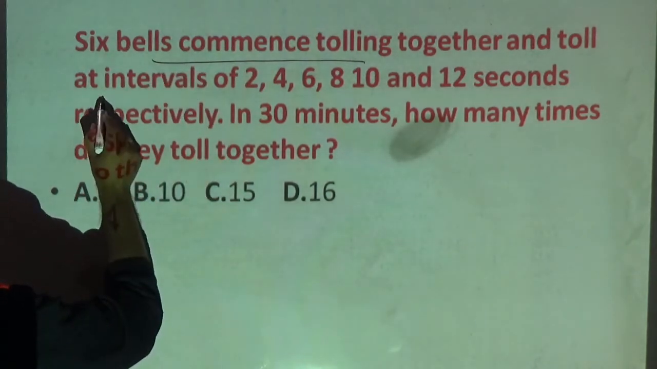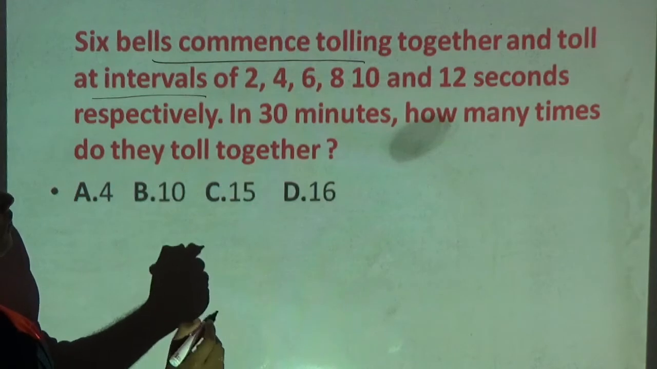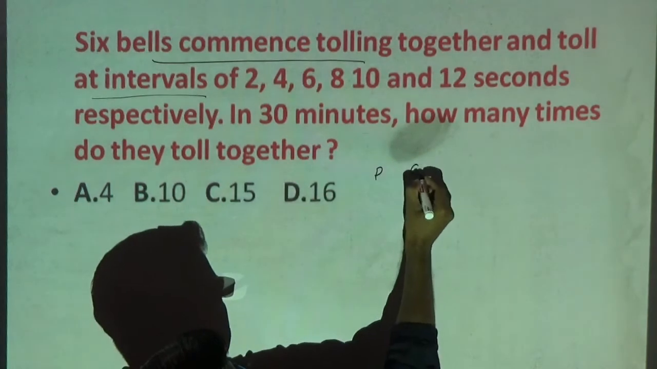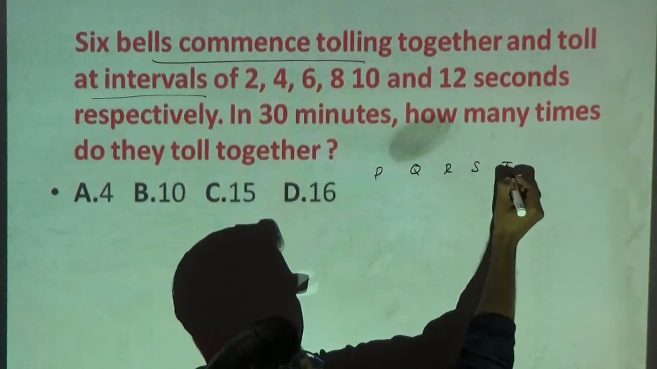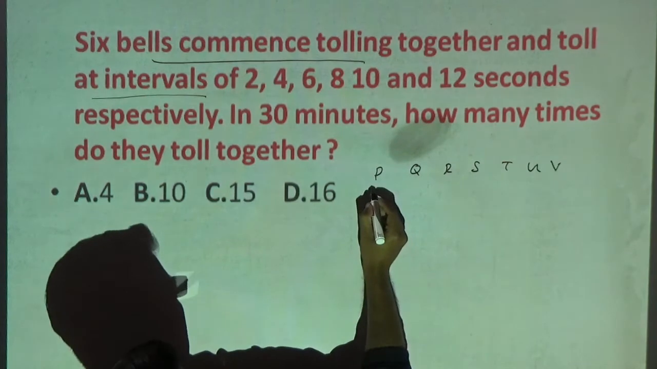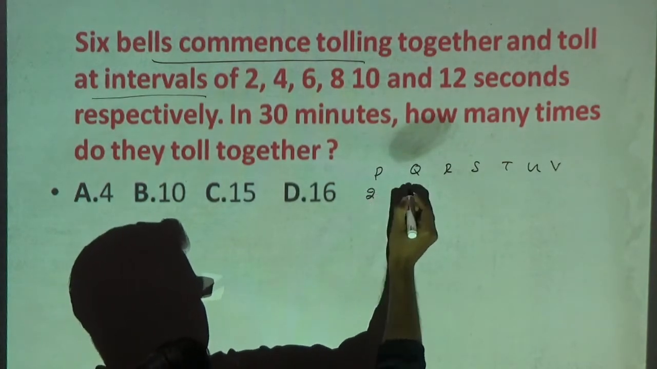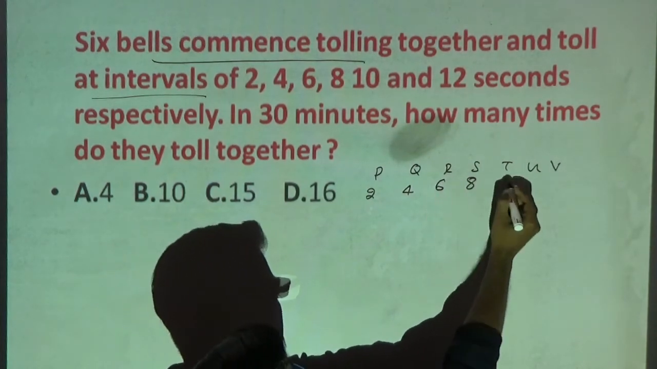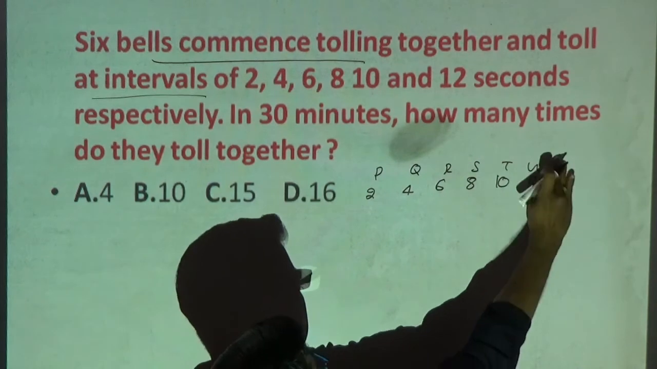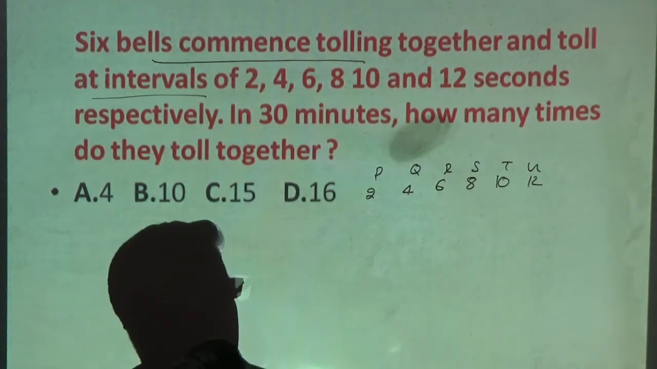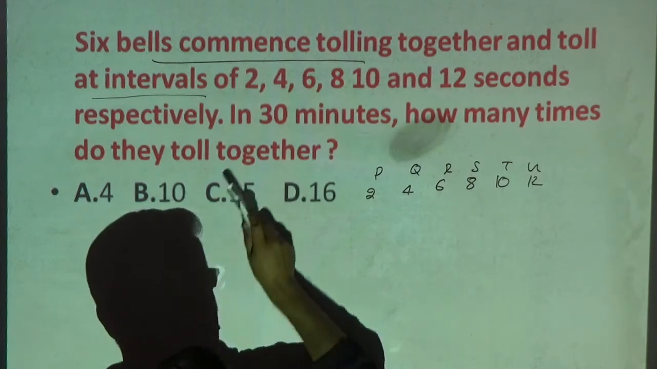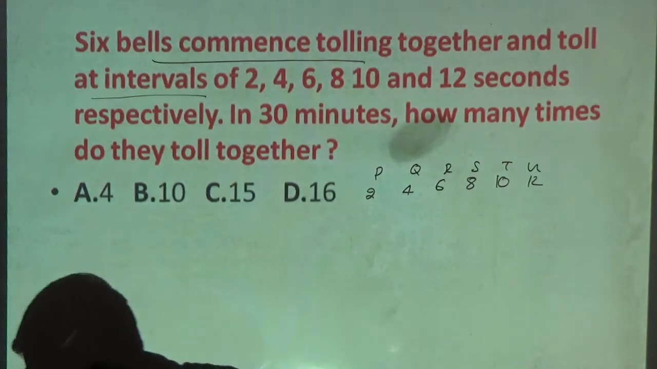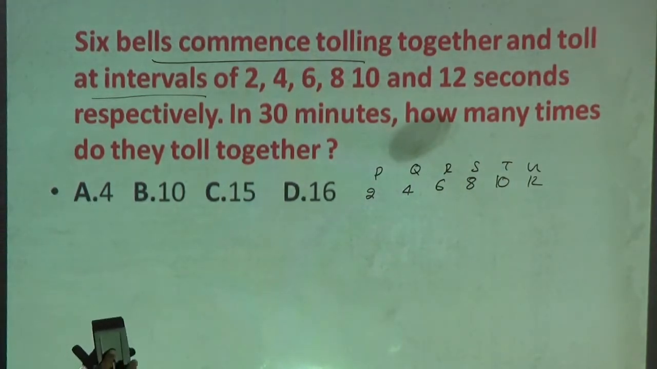And they toll at the intervals of 2, 4, 6, 8, 10, 12 seconds. Okay, there are 6 bells. Let the 6 bells be P, Q, R, S, T, U. This bell tolls after every 2 seconds. This bell tolls after every 4 seconds. This bell tolls after every 6 seconds. Here 8 seconds, 10 seconds and 12 seconds. Like this, these bells are tolling. Now, in 30 minutes, how many times do they toll together? That is what they have asked.